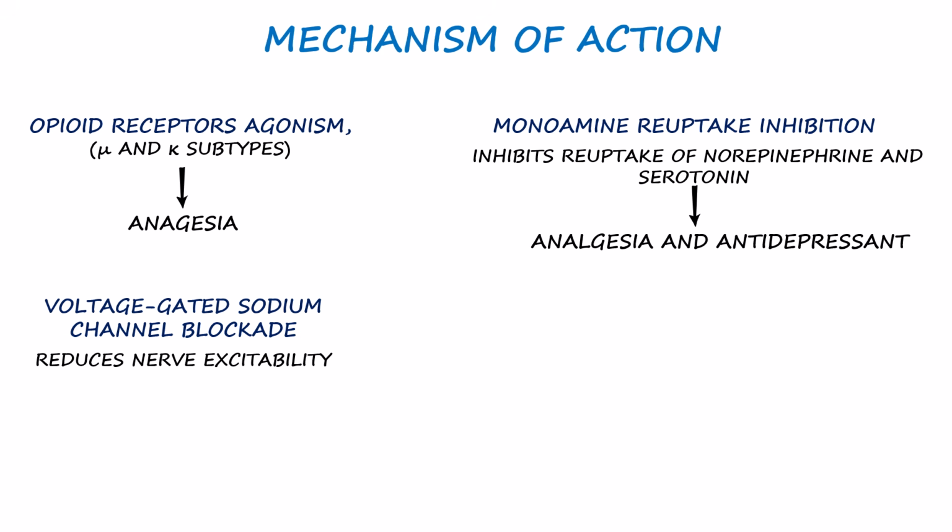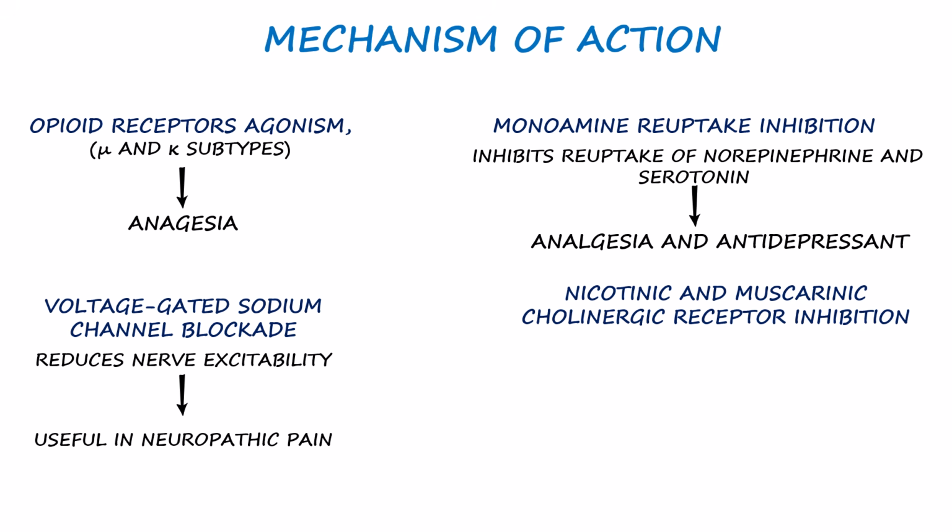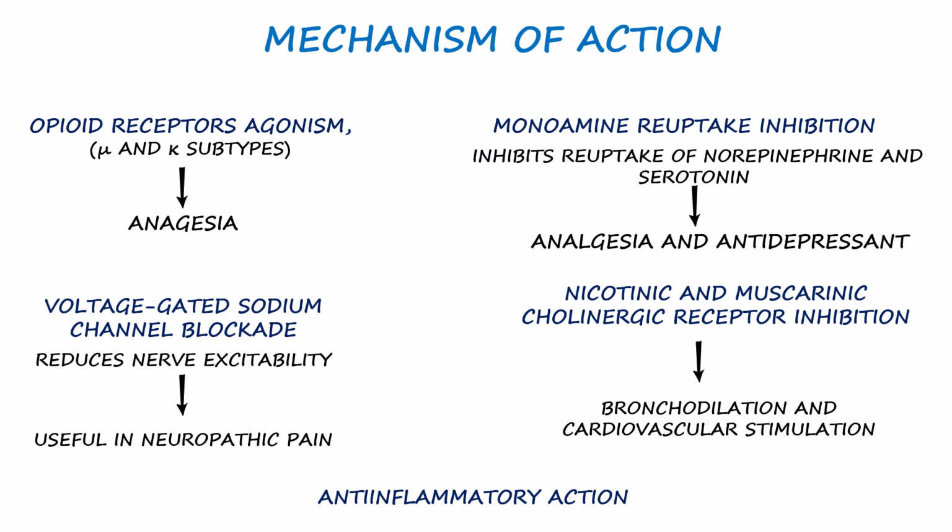It also inhibits nicotinic and muscarinic cholinergic receptors. This may play a part in its ability to relax the airways and influence the heart and blood vessels. In addition, ketamine reduces the release of certain inflammatory molecules, such as interleukin-6 and tumor necrosis factor alpha. This gives it anti-inflammatory properties, which may help lessen pain after surgery and could also contribute to its antidepressant effects.